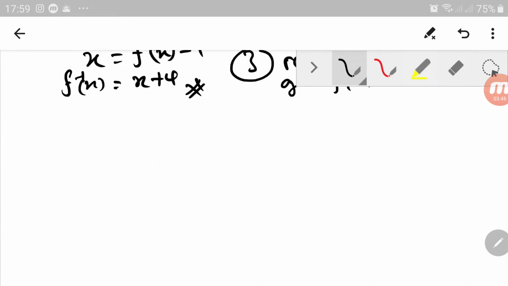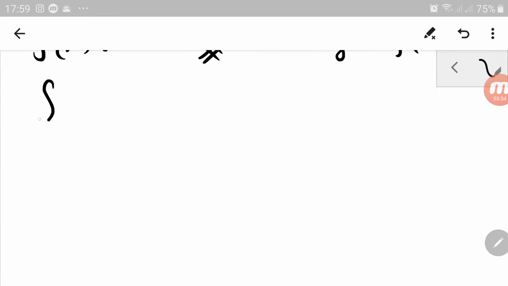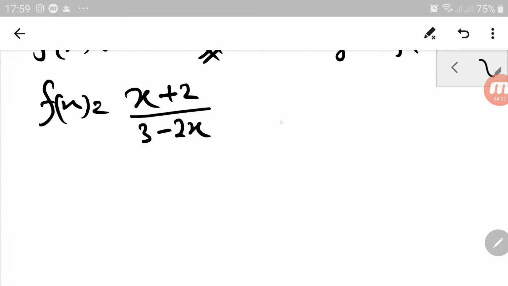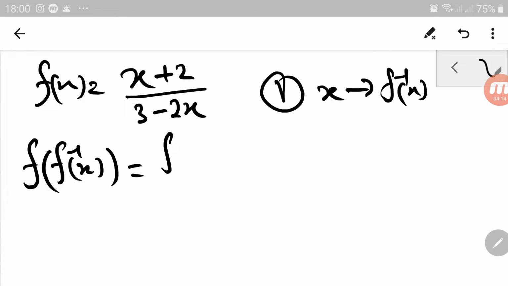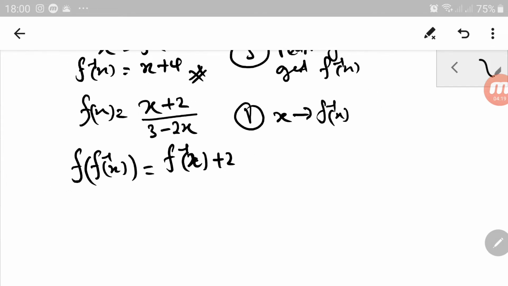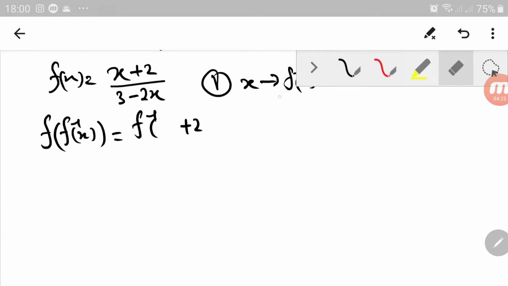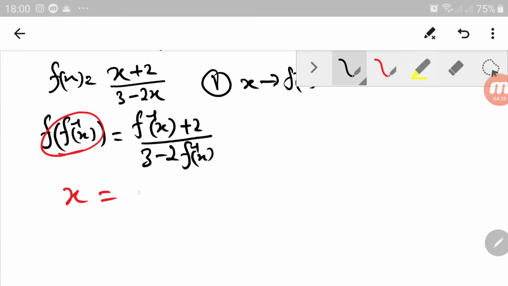So this is the inverse. Now maybe we try three or four more examples. That's linear, so maybe we have a rational function, to spice things up: f(x) = (x plus 2) over (3 minus 2x). Remember, first step, replace x with f inverse x. So f of f inverse x equals (f inverse x plus 2) over (3 minus 2 f inverse x). Maybe I zoom it out a little, too big, isn't it? And then this whole lot becomes x. So we have x equals (f inverse x plus 2) over (3 minus 2 f inverse x).